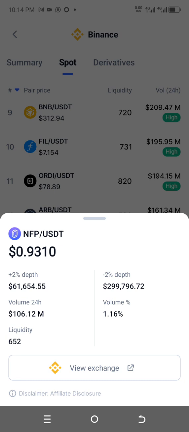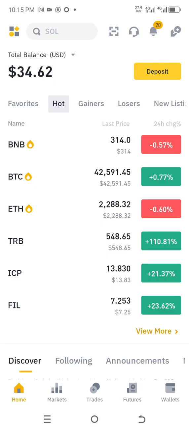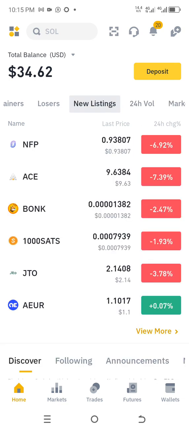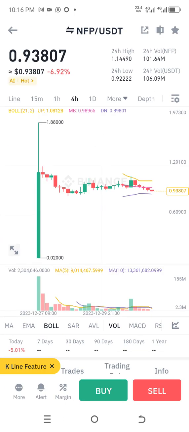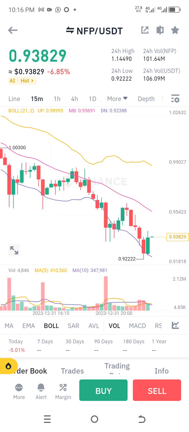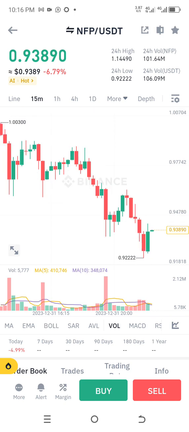Okay, so let's go do this statistic. Let's go to Binance and practice this exactly so that I can see it. So you come to this place. NFP is one of the new coins. Okay, click on NFP. It's one of the new coins that was listed recently. As you can see, NFP is on a down lane.